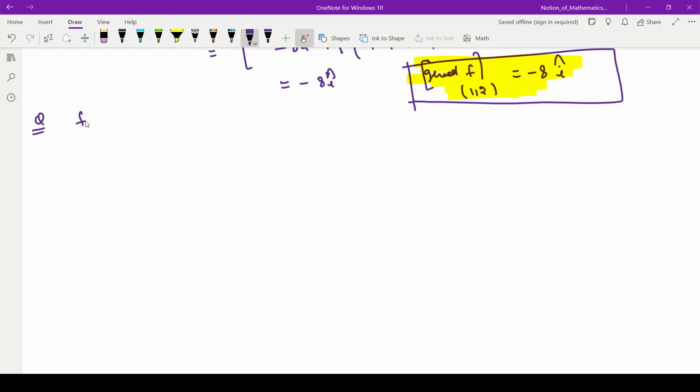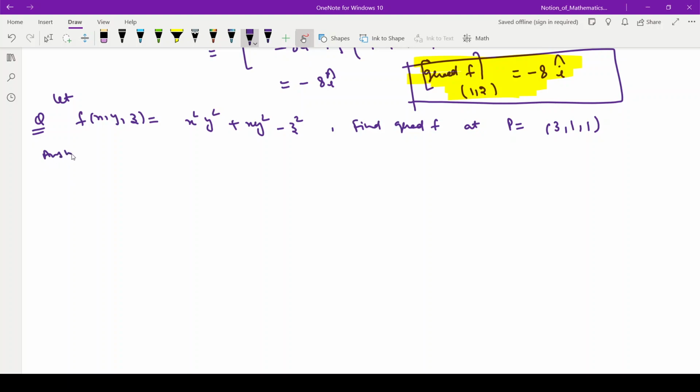three-dimensional approach? So let f(x, y, z) be x square y square plus x y square minus z square, and the question is: find the gradient of this particular function f at the point (3, 1, 1). So how to solve this particular question?